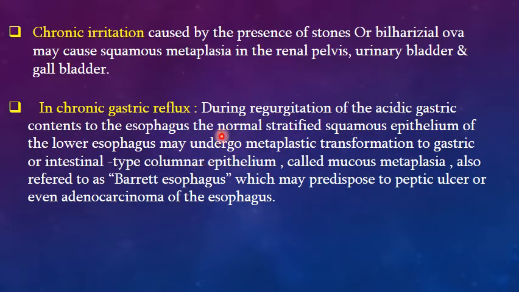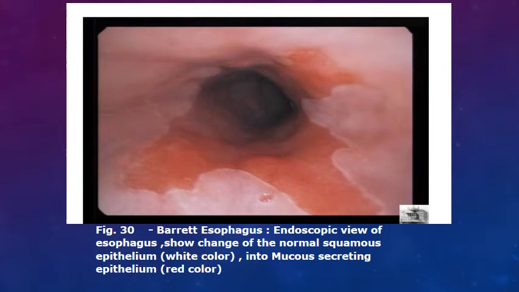it will go to this esophagus. So there would be metaplastic transformation of this squamous epithelium into the glandular type or intestinal type columnar epithelium, and it is called mucous metaplasia. Sometimes this type of metaplasia is called Barrett's esophagus, which might predispose to peptic ulcer, or even sometimes to adenocarcinoma of the esophagus. This is Barrett's esophagus.